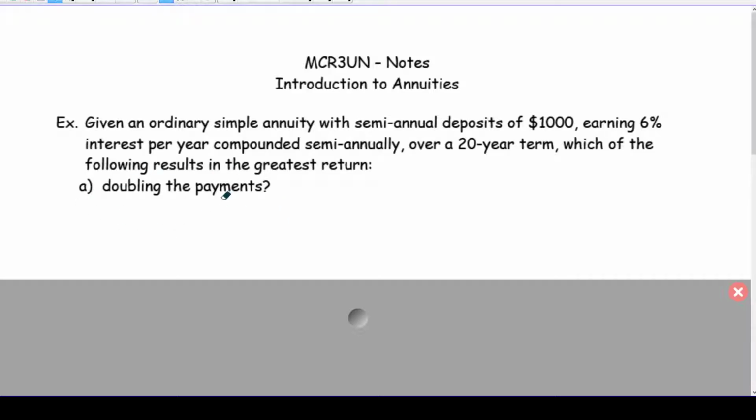The first one is going to be doubling the payments, but before I can do that calculation, I actually have to calculate what the regular amount of money we would get from this investment would be. And I didn't leave enough room to do that, so I'm going to try to fit it in right here.